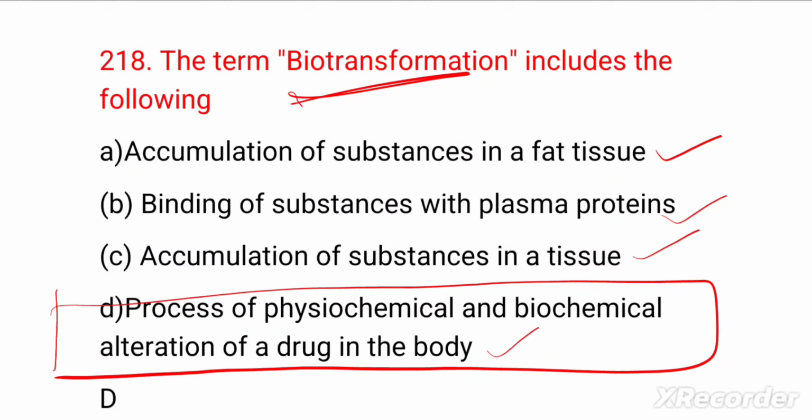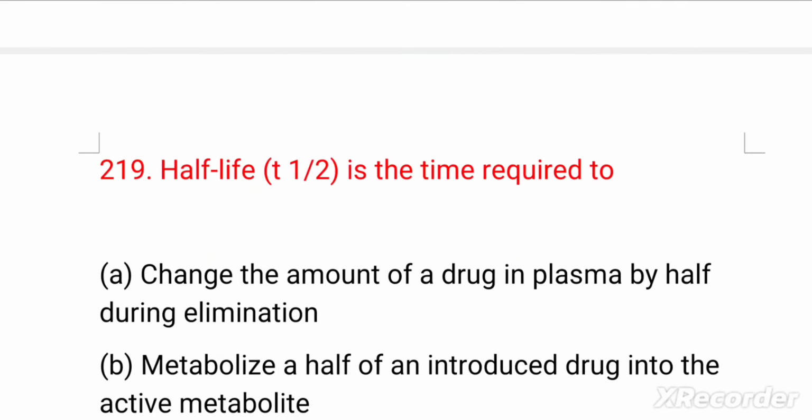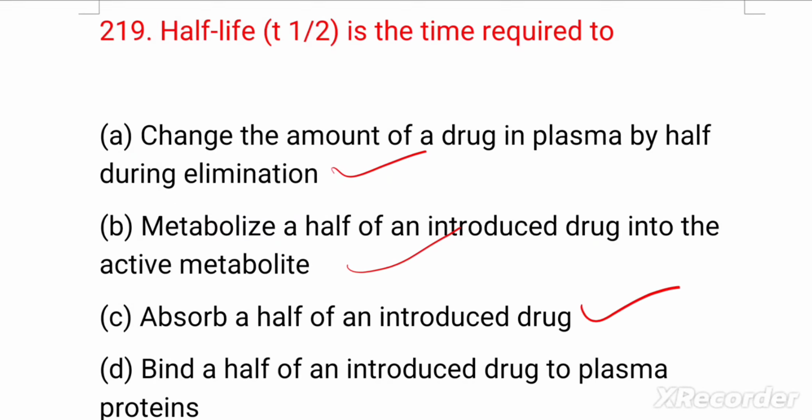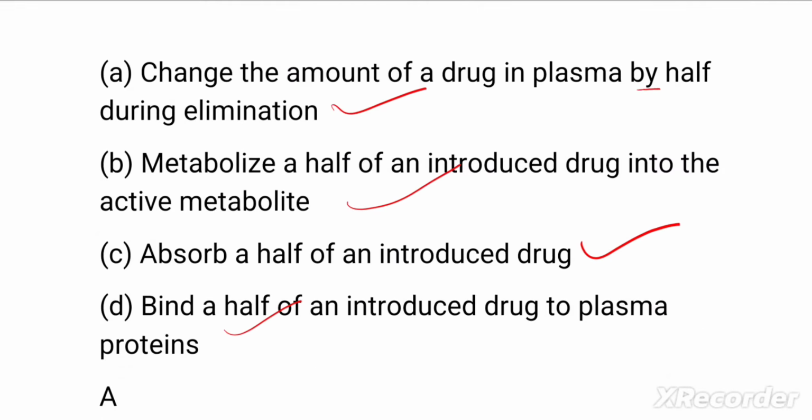Biotransformation. Next question, half-life or T-half is the time required to, options are change the amount of a drug in plasma by half during elimination, metabolize a half of an introduced drug into the active metabolite, absorb a half of an introduced drug, bind a half of an introduced drug to plasma proteins. Answer is A, change the amount of drug in plasma by half during elimination. This is T-half.